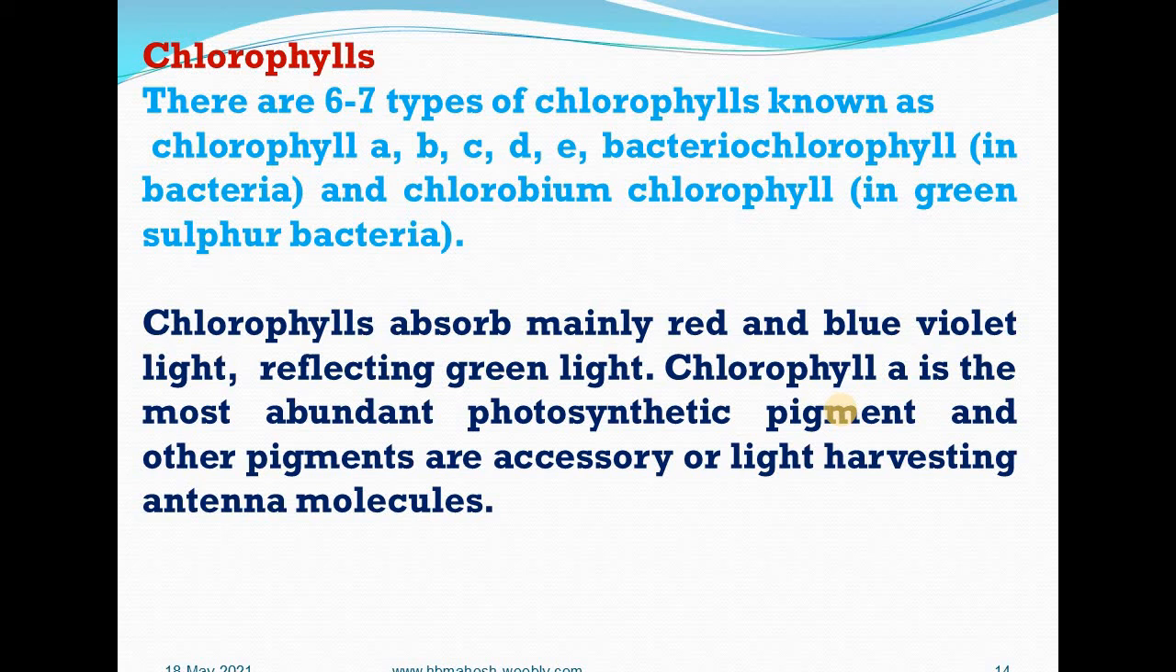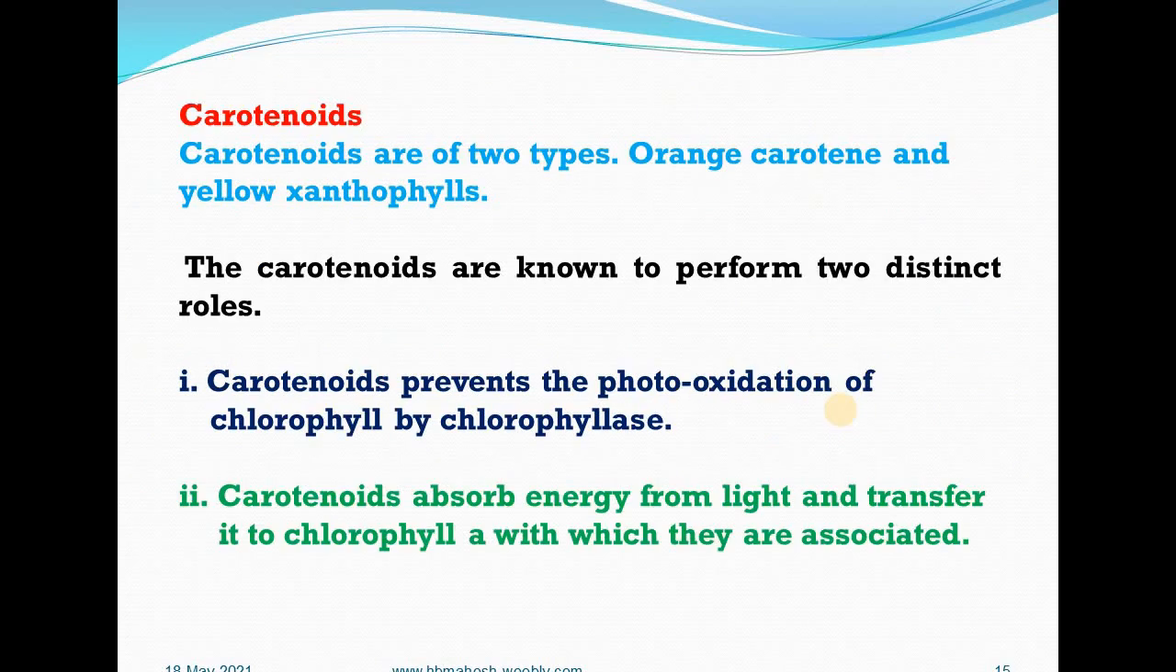Chlorophyll A is the most abundant photosynthetic pigment, and other pigments are accessory. Accessory means additional, or light harvesting antenna molecules. They simply harvest the light and transfer it to chlorophyll A pigment. So chlorophyll A has the ability to harvest as well as to convert the light energy into chemical energy.